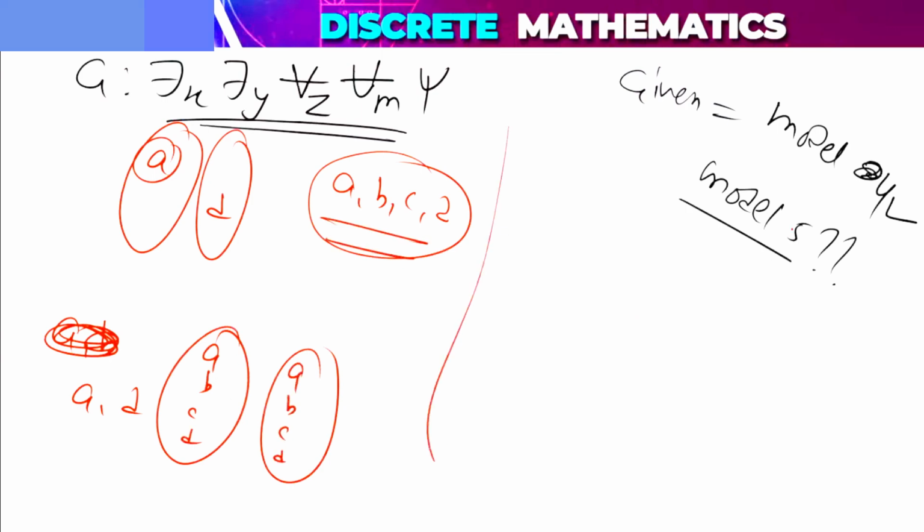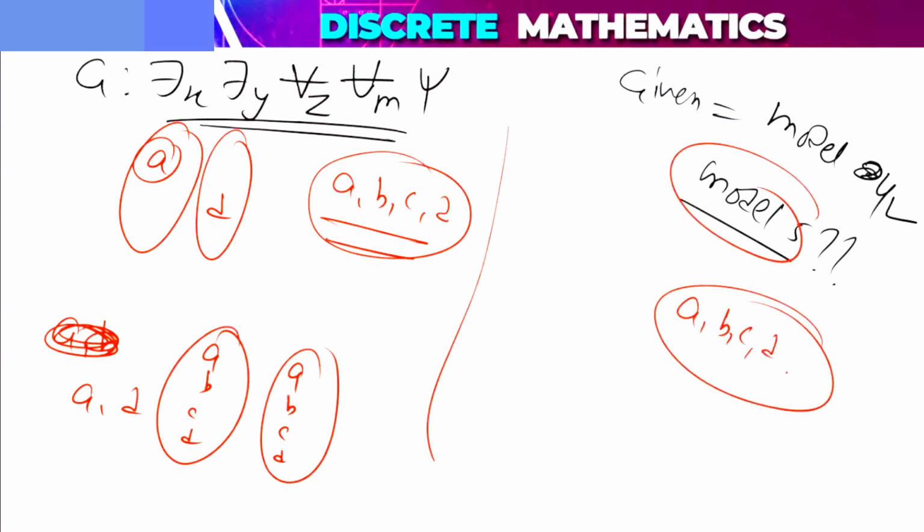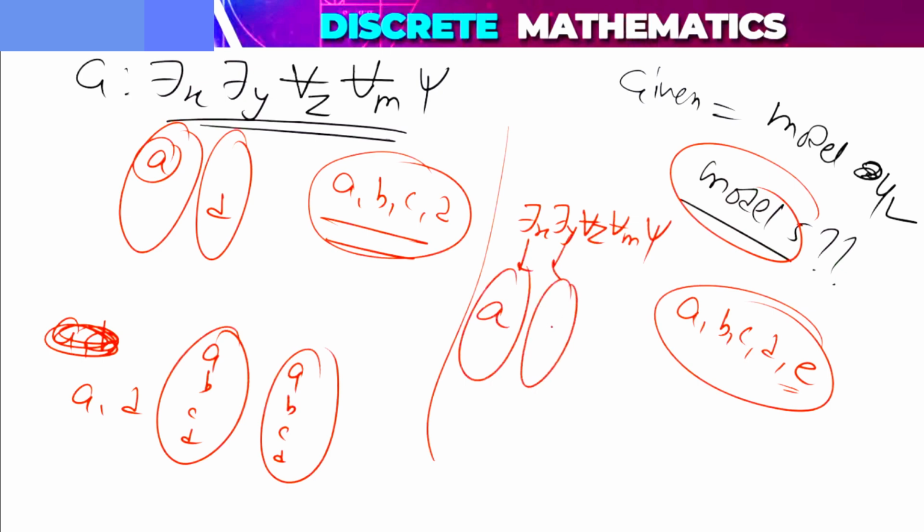Now let's take a model of size 5. Assume that I take all these things, A, B, C, D, and an additional element I take, E. Now you can see that there exists X, there exists Y for all Z, for all M psi. Of course, there exists someone, yes, A. There exists someone, yes, B. Now for all means A, B, C, D, E.